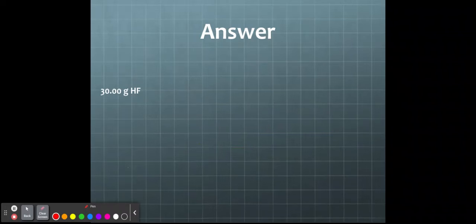Now, how do we calculate that? We start out with our given, which is 30.00 grams of HF. We want to go from grams HF to moles HF. So we use a molar mass formula, 1 mole over 20 grams of HF. Once we have that, we would then want to multiply it by the mole ratio. So that is 1 mole SnF2 over 2 mole HF.